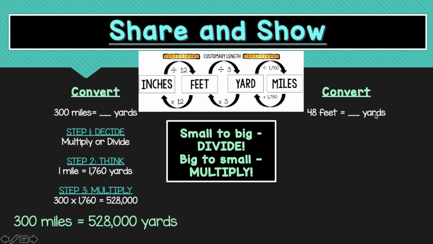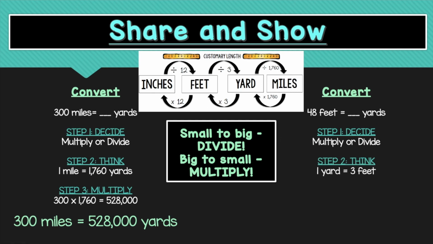So my first question is if I need to multiply or divide. I am going from feet, which is a smaller unit, up to yards, which is a larger unit. So when I go from small to big, I divide. So now let's think. 1 yard is equal to 3 feet. So if I divide the number of feet I have by 3, I will get the total number of yards. So 48 feet divided by 3 is equal to 16. So 48 feet is equal to 16 yards.